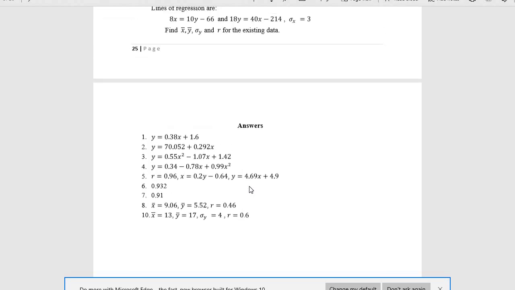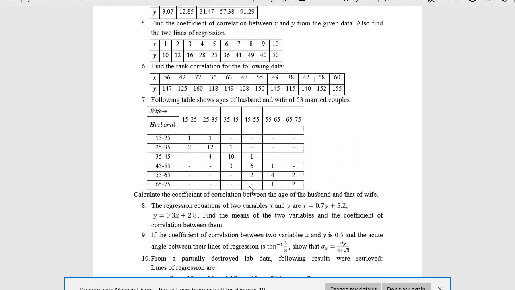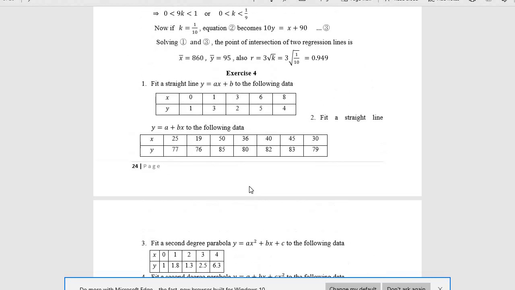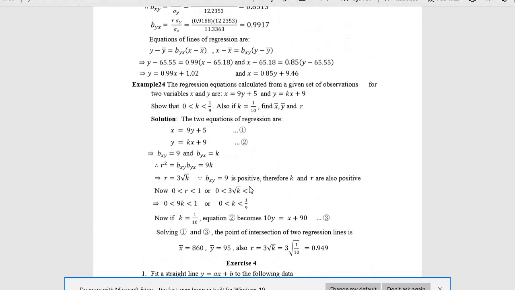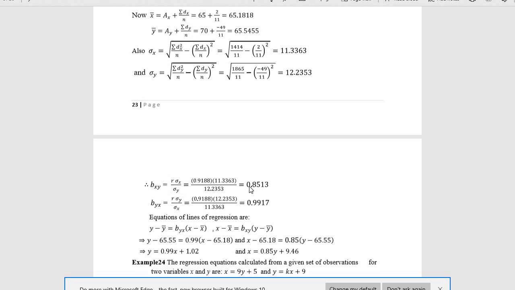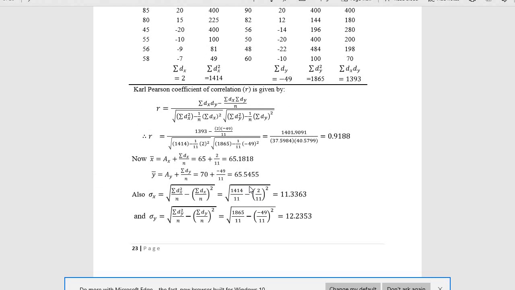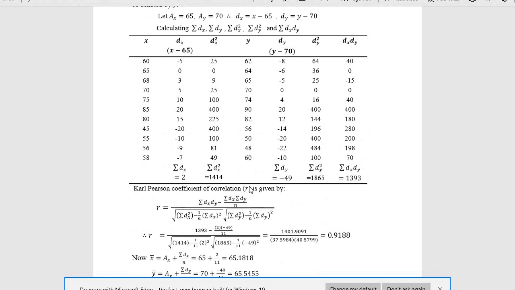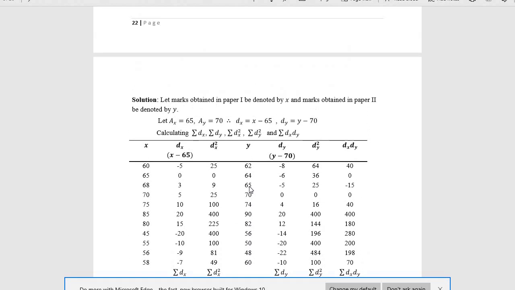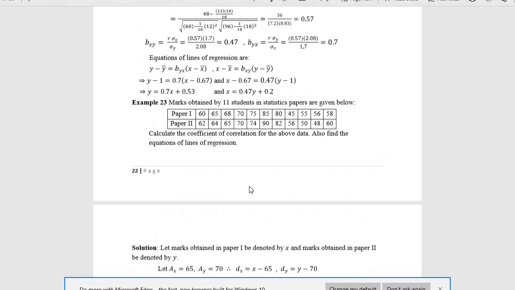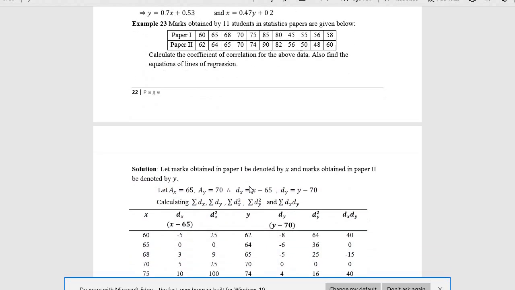In this class, we have discussed how to construct the normal equations with the help of the least squares method. In the least squares method, our aim is to minimize the error. What is error? The difference between observed values and expected values, yi minus f of x. So construct the normal equations.